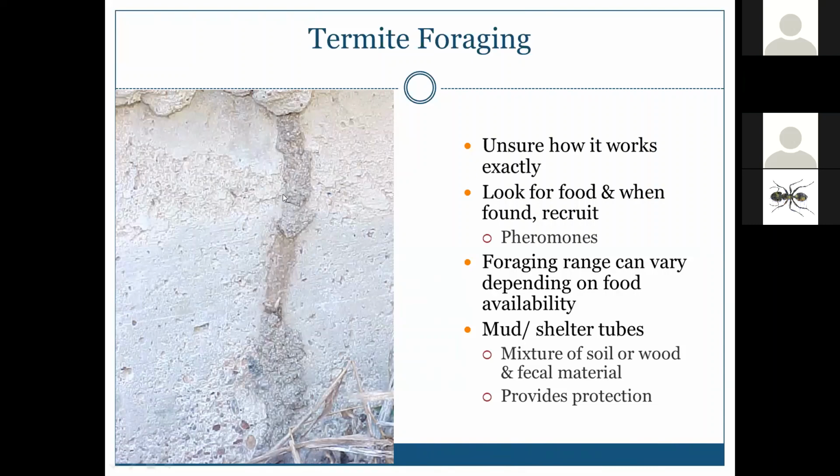So if you see a mud tube on your house, something that you can do is break that mud tube off and look for active termites. If you don't see active termites, then I would go back after about a week and see if you have another shelter tube there. And if you do, then that is going to be a sign that you have termite activity in the area.